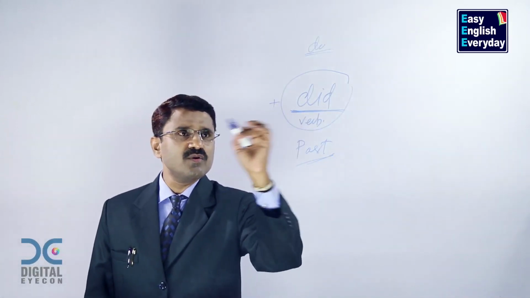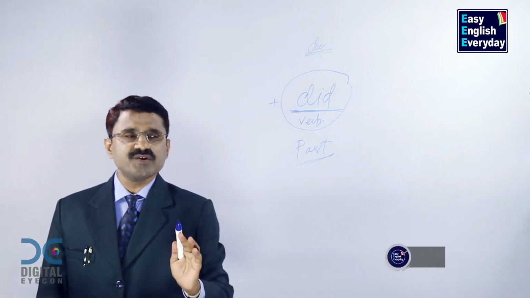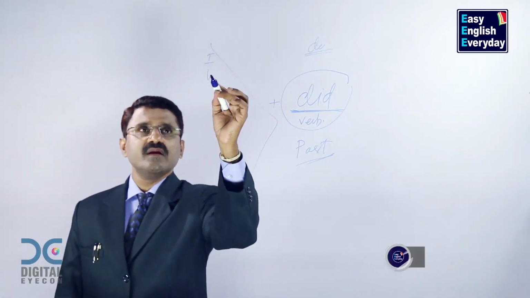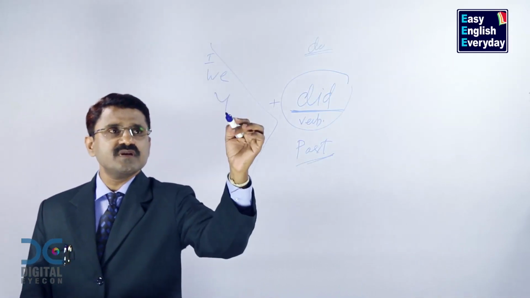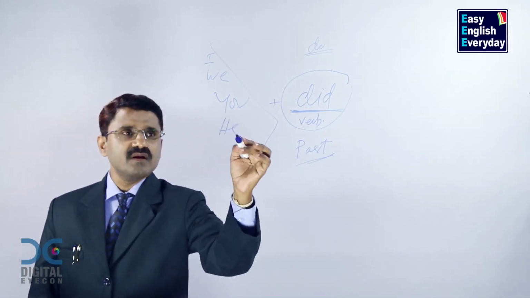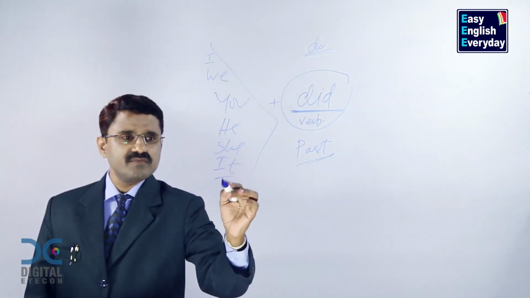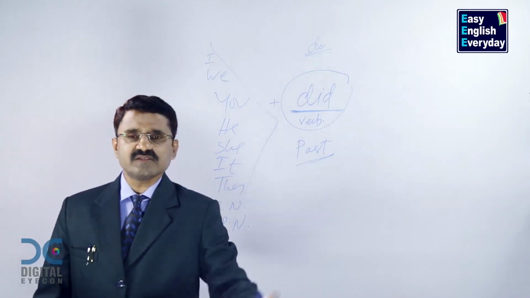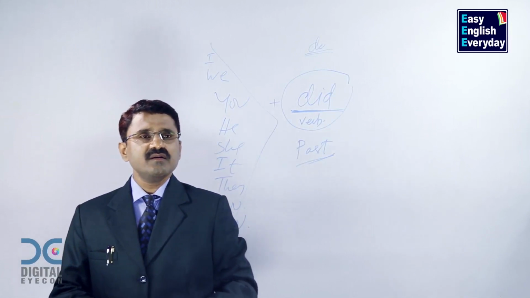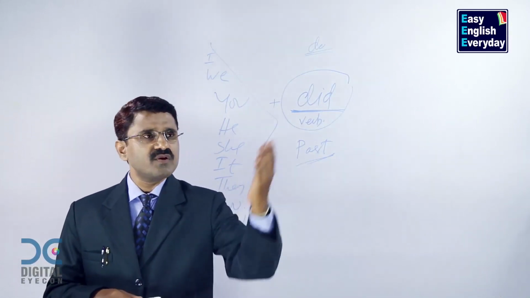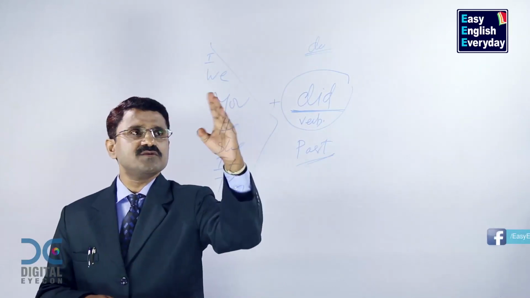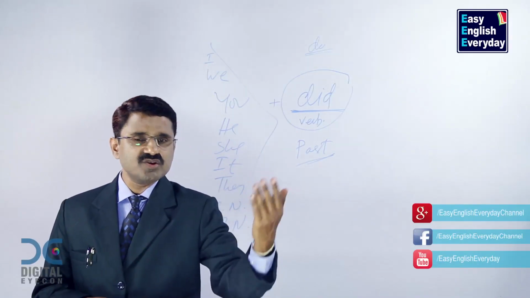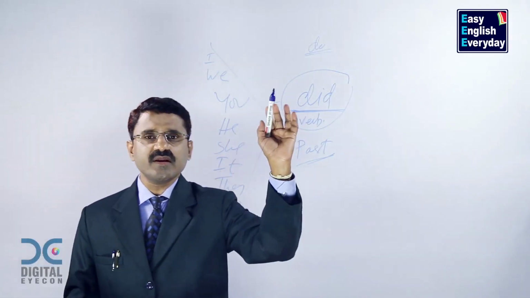And he is such a nice fellow that he does not have any discrimination. He goes with all the people in English language. First person, I and we. Second person, you. Third person, he, she, it, they, any singular name or any plural name. That's it. So you don't have to worry much here. You don't have to struggle because he's used by all the people. I did, we did, you did, he did, she did, it did, they did, Ravi did, Anil did, children did, workers did. All the people can use did.